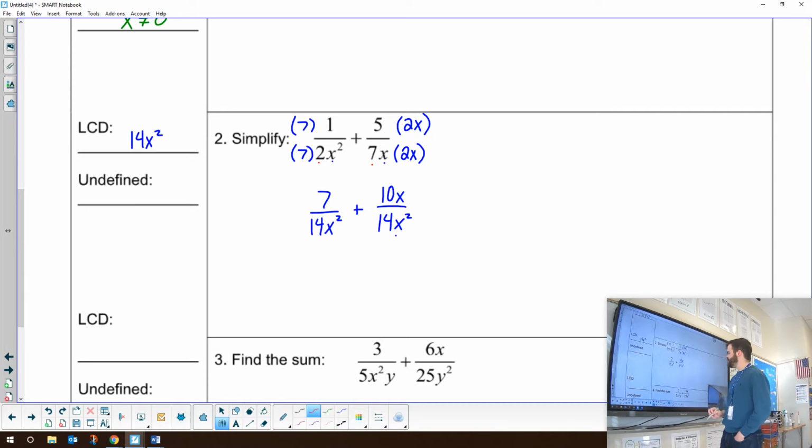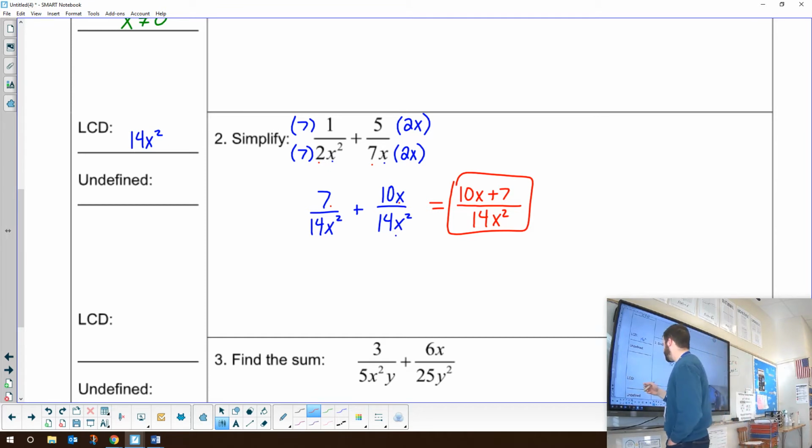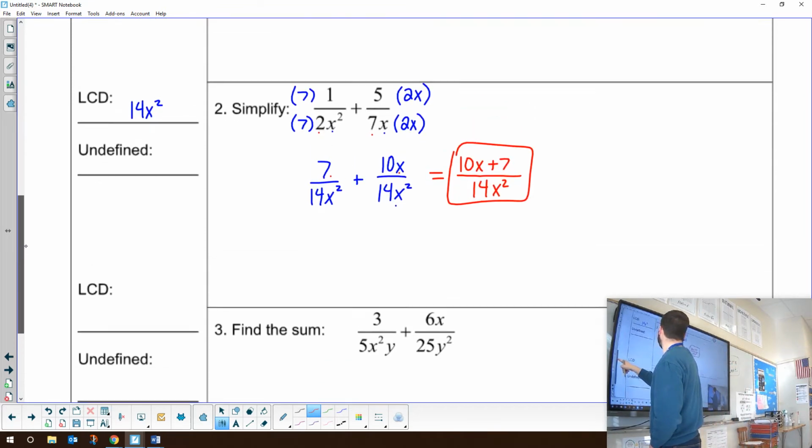Then I'm going to add these two together. Now, that's going to create one big fraction with 14x squared in the bottom, and then we're going to add the two numbers on top. Sometimes, like this one, they don't actually add together because this one is x's, this one is whole numbers. So we're just going to write them beside each other, and I'm going to go ahead and write my x in front. So I'm going to write 10x plus 7, and I can't simplify it any more than that, so that's my answer.